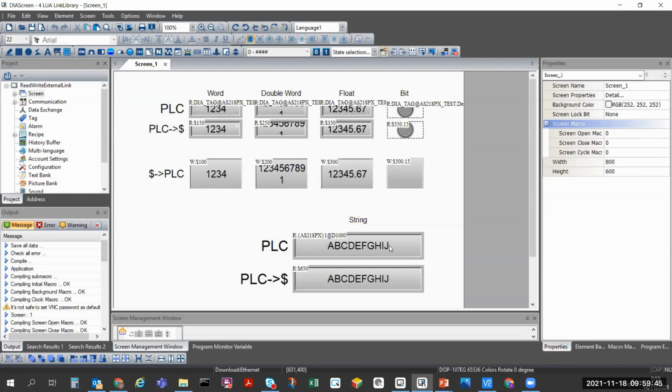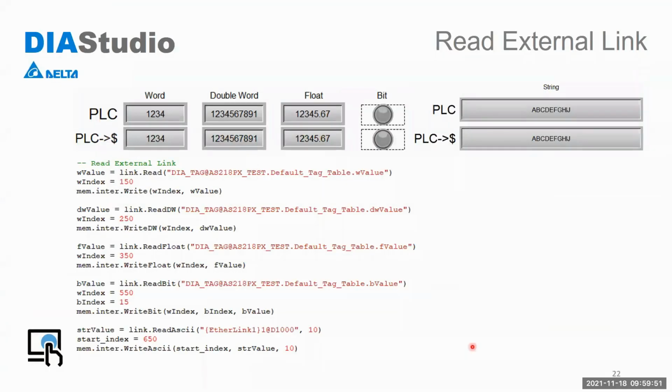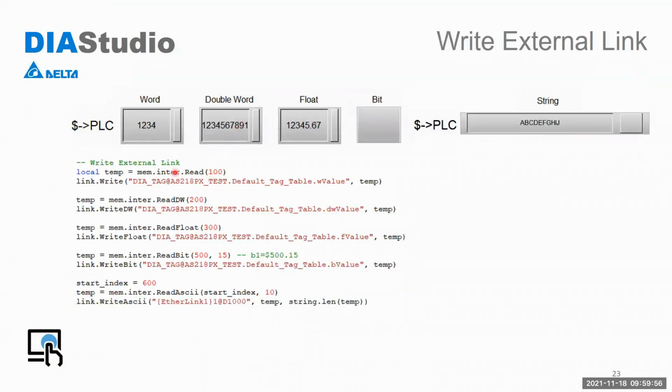Okay, let me show you that on the programming. In fact, what we are doing first is to read, in this case the first one, the internal memory $100, which is the value that I write on my HMI, and the result of this reading I will write on my PLC by the use of the link.write function. This is the first one, which is a word, but in case I want to read or write a double word, I have a specific function. Again, write double word, write float, write bit, or write ASCII.